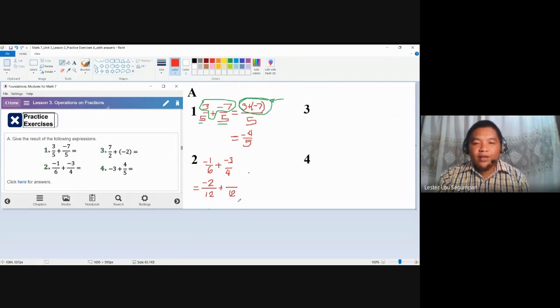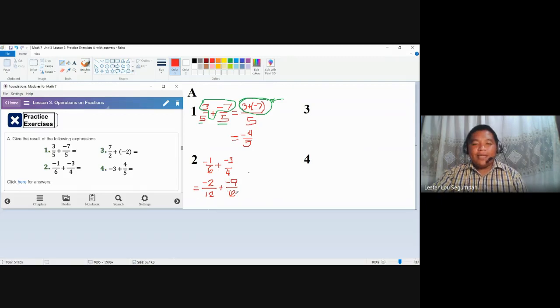From 4 to 12, we multiply it by 3. In generating equivalent fractions, multiplication is the process, not addition. It doesn't say from 4 to 12 we added 8, so we add 8 also in the numerator. It's not about adding, it's not about subtracting, it's multiplying. So from 4 to 12, we multiply by 3. We also multiply the numerator by 3, so we have negative 9.